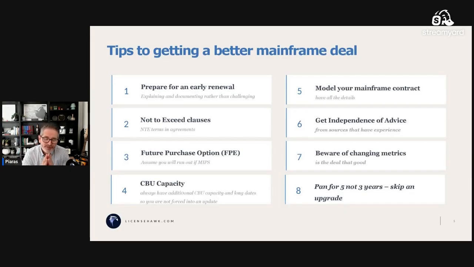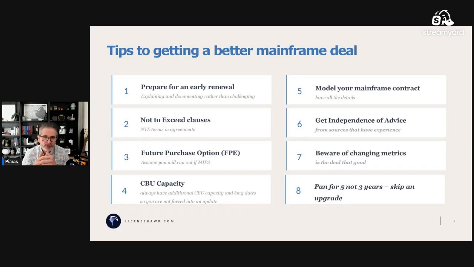Now, apart from the spelling mistake on the slide here, plan for 5, not 3 years. This might seem obvious, but you actually need to take a much longer time frame when it comes to $100 million negotiations like this. At least 5 years. Understanding where you are now, where you are in the next 5 years, and then planning there.